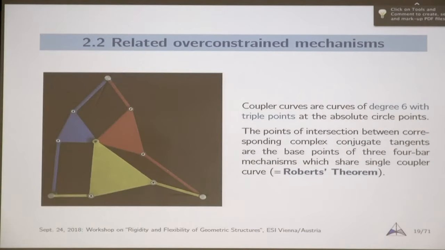We know that a coupler curve is a curve of degree 6 with triple points at the absolute points. That means we have three tangent lines at the two absolute points, and each tangent line at one point is complex conjugate to a tangent line at the other point. And so we get three real points. Two of them are the fixed points of the four bar, and it turns out also the third intersection point plays this role. One and the same curve can be produced either by the yellow four bar or by the red four bar or by the blue four bar.